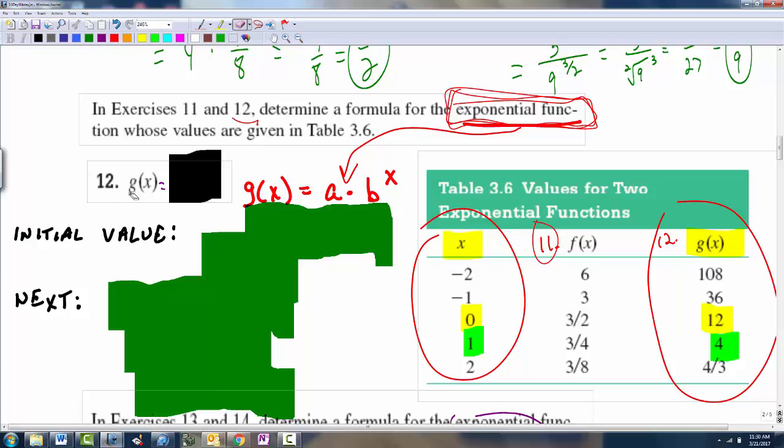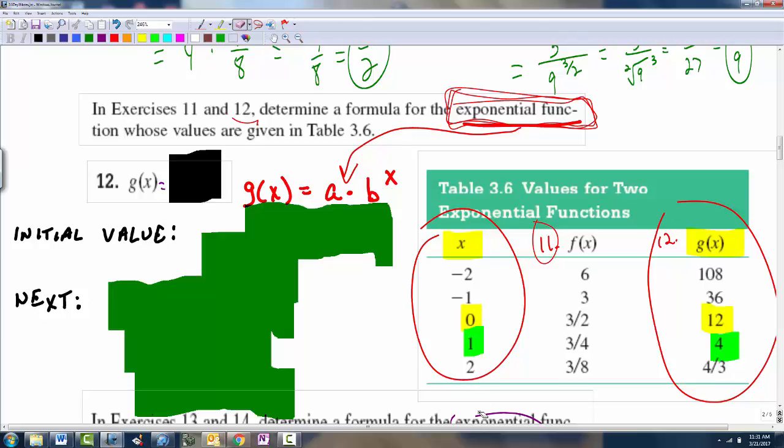12 says find g of x. What's g of x another name for? Y. So all they've done is create a multiple chart. You can actually do this on your graphing calculator. When you graph y1 and y2, then when you go to the table, you have 3 columns. The first column is x. The second column is y1's y's. The third column is y2's y's. That's all this is. This is g of x output values when I input these x values.